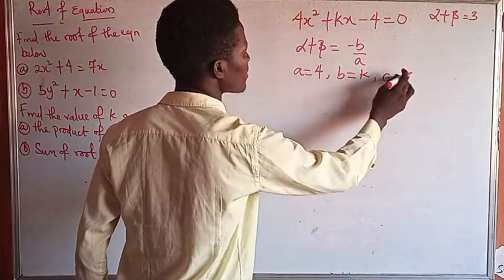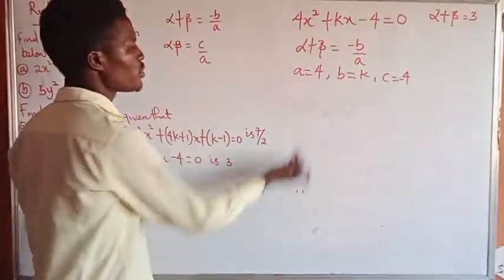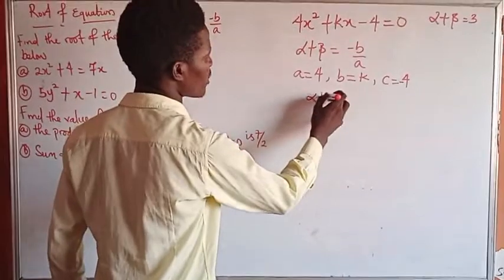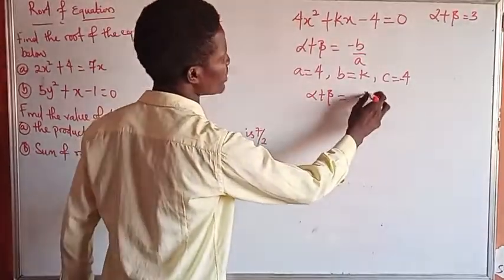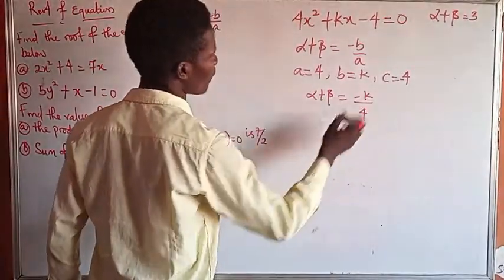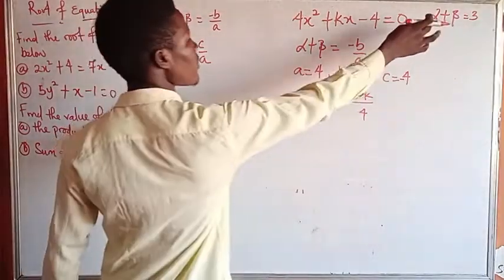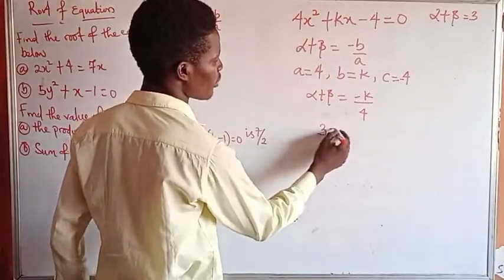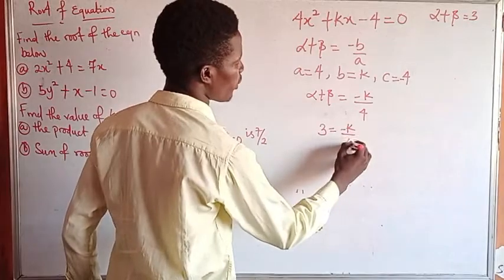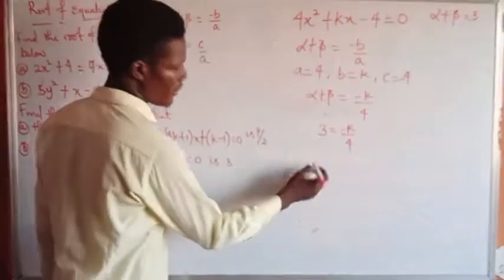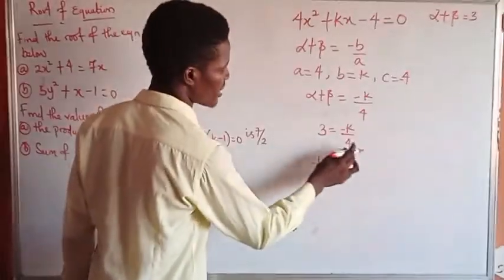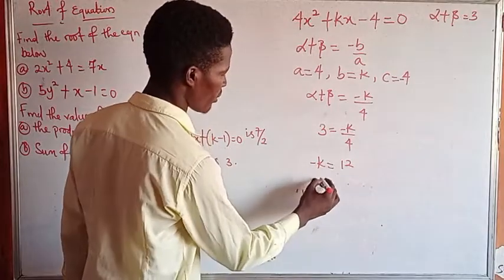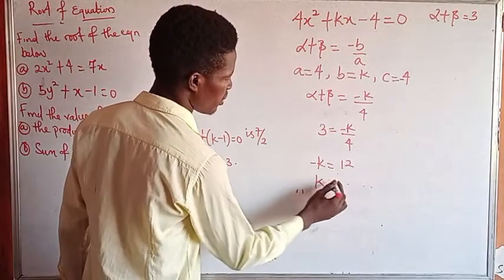And my c is minus 4. Alright. So our alpha plus beta will now be minus k over 4. And they said my alpha plus beta is 3. So that will be 3 equals minus k over 4. Cross multiply, minus k will now be equal to 3 times 4, 12, and k will now be minus 12.